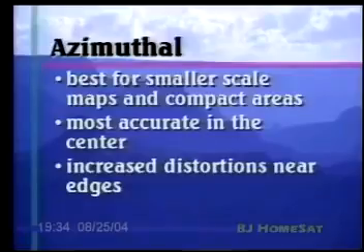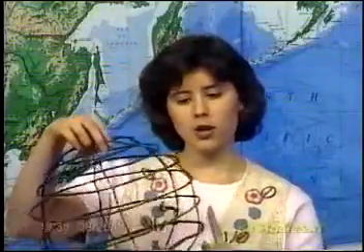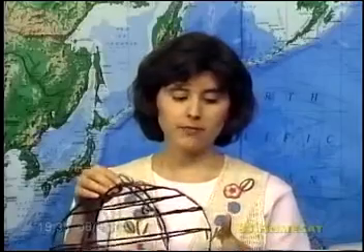And it's the same thing with the Mercator. Remember, the Mercator was conical. It touches all the way around the equator. That's where it's most accurate. As it moves away from the equator, it's distorted. For the azimuthal, it touches at one point. That's where it's most accurate, and as you move away from that center point, the distortions increase.